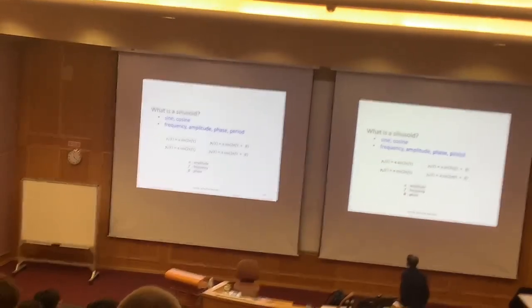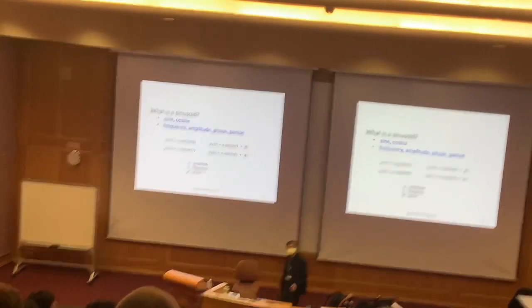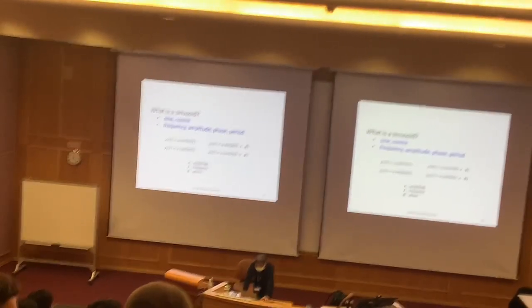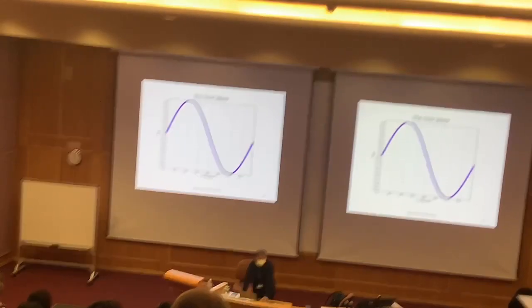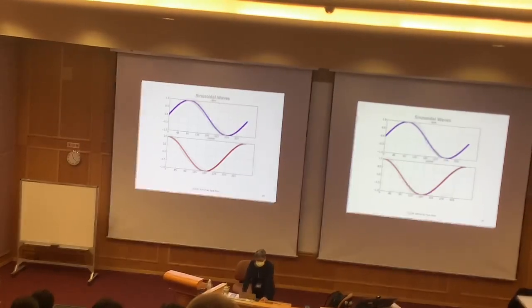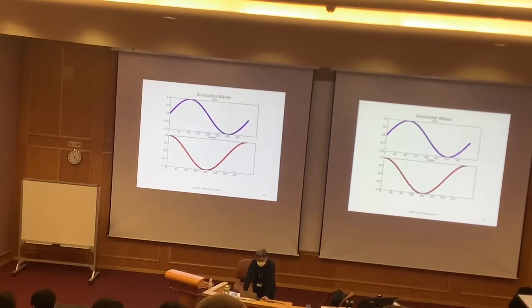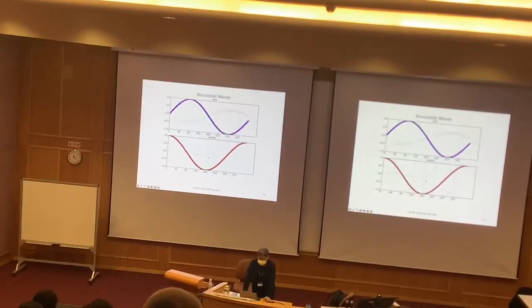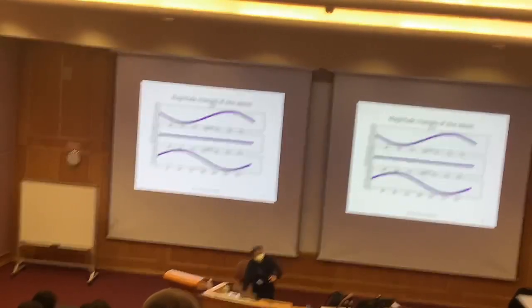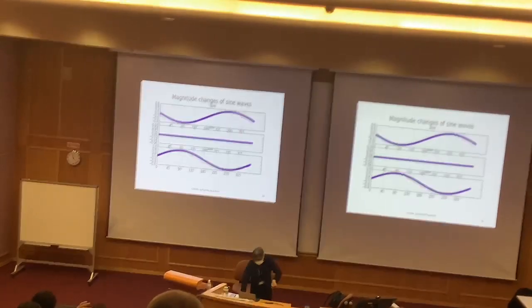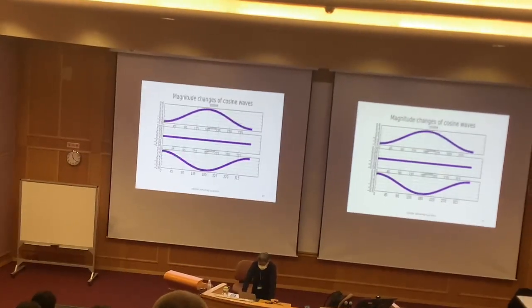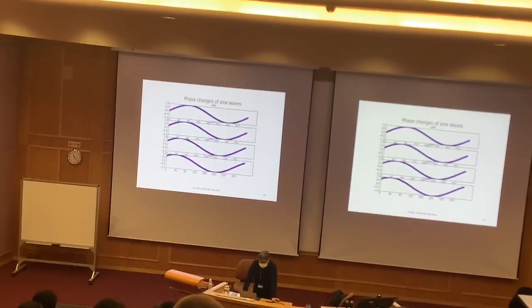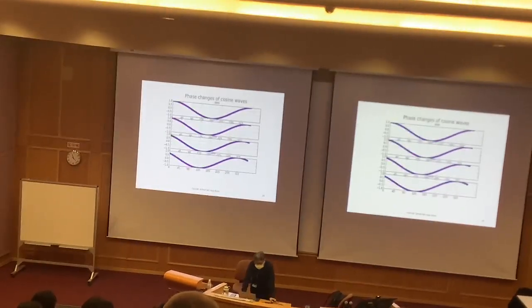Now, everyone knows what a sine wave is. The top one is a sine wave. The bottom one is a cosine wave, right? The shape is the same. You just shifted it by 90 degrees. The magnitude is how wide it vibrates, and the phase is like the shift.